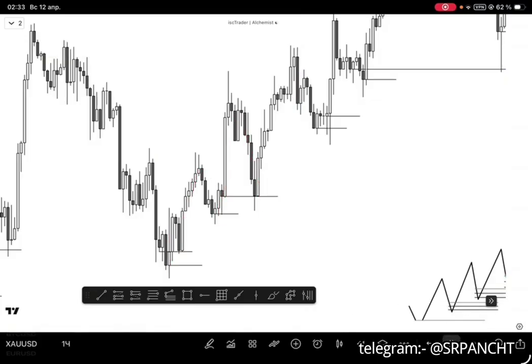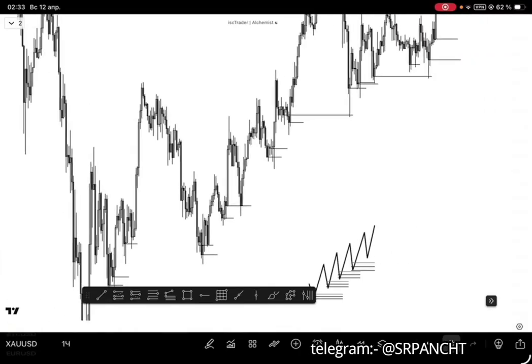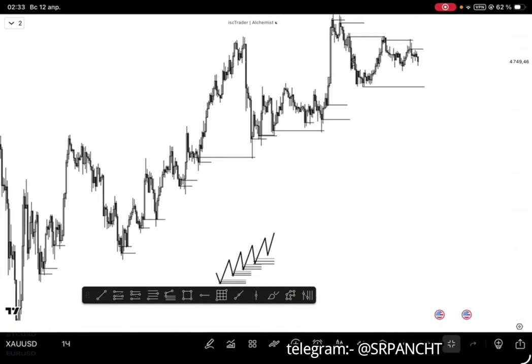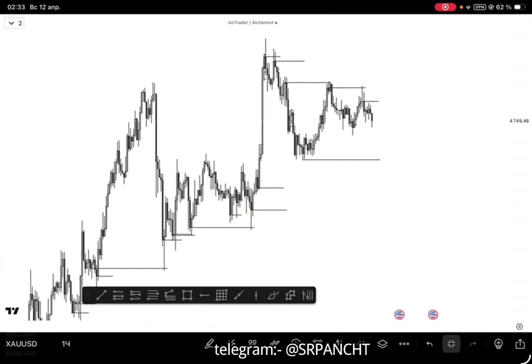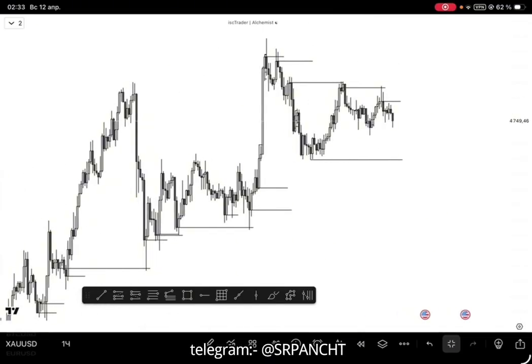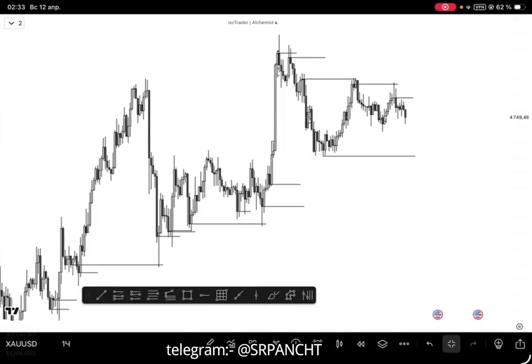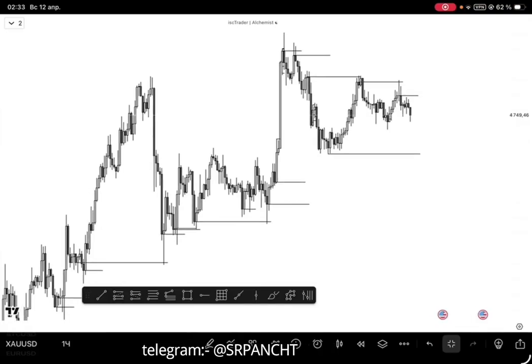Exactly. Okay. Right now, there are a lot of support zones in the market. There are also a lot of resistances. Okay, for now, please don't focus your attention on this. We will also study these in detail later.